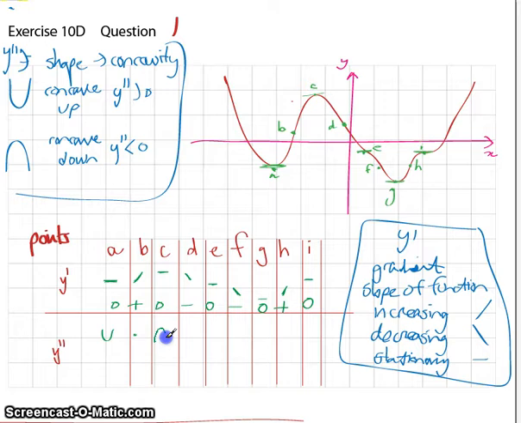C, D, it's actually changing from one to the other. Point E here is also changing from one place to the other. Point F is also changing. Point G, point H, and point I. So here we have some zeros, positive, and negative. And that's one way of approaching that particular question.